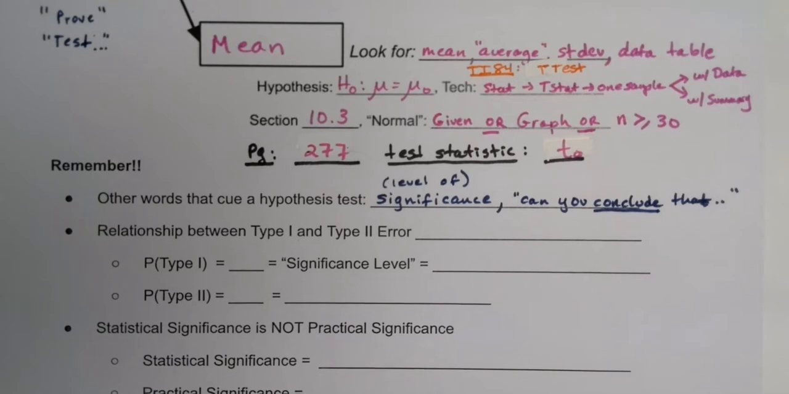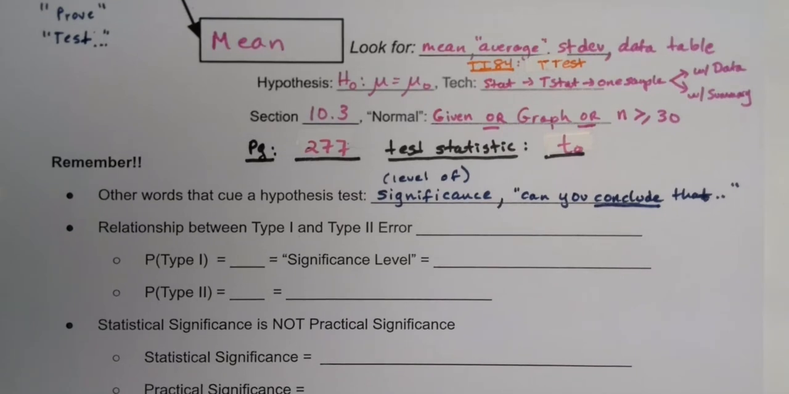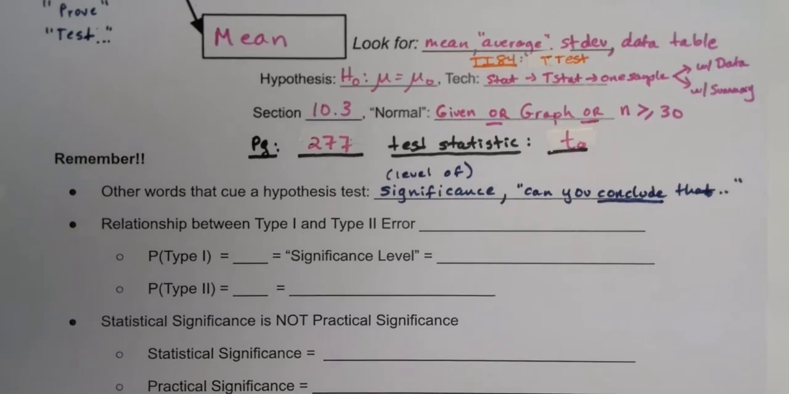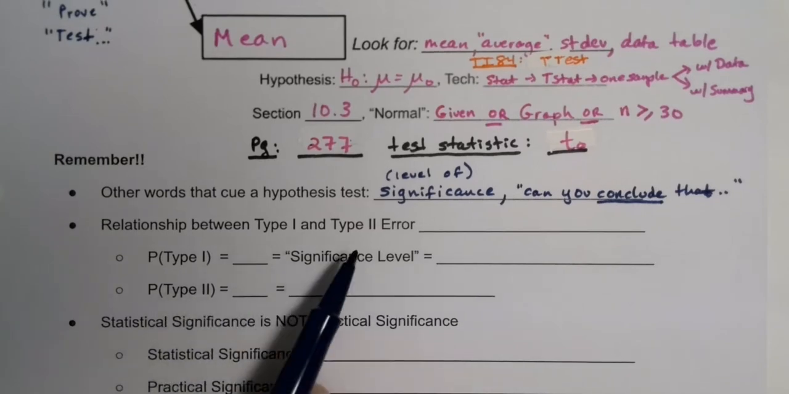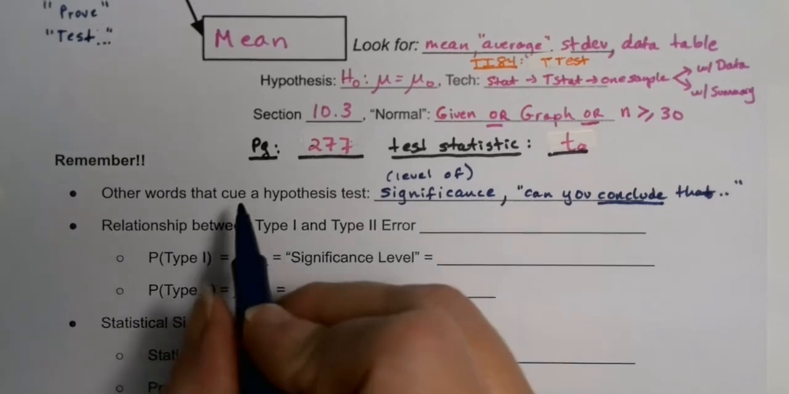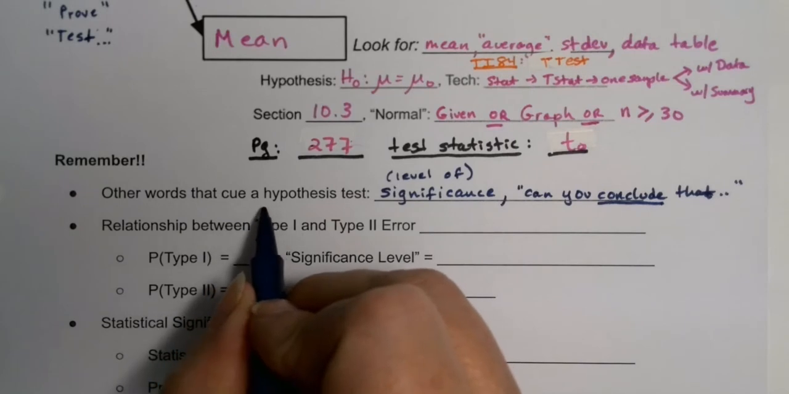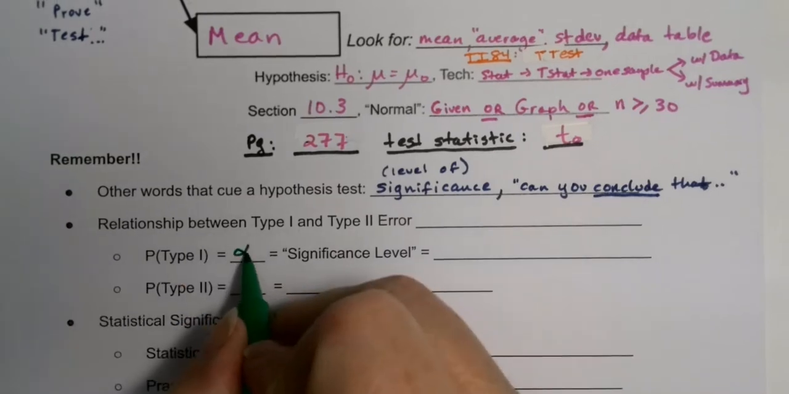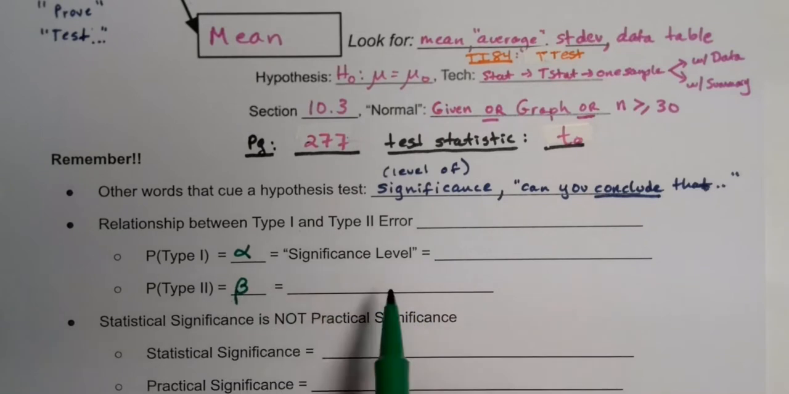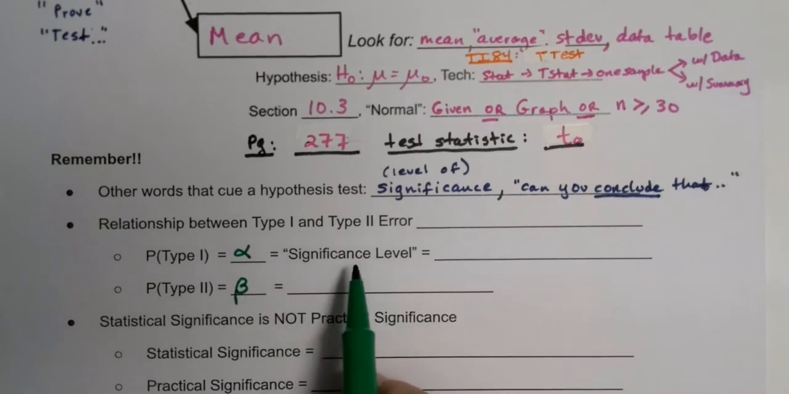All right, next. These are some things to remember that we learned about in 10.1 and we never want to forget, because this is true just for all hypothesis tests in general. First of all, there's a relationship between type 1 and type 2 error. The probability of a type 1 error, let me put it down here, is alpha. I'm going to switch to a different color real quick. So this is alpha, this is beta. This one's called significance level.